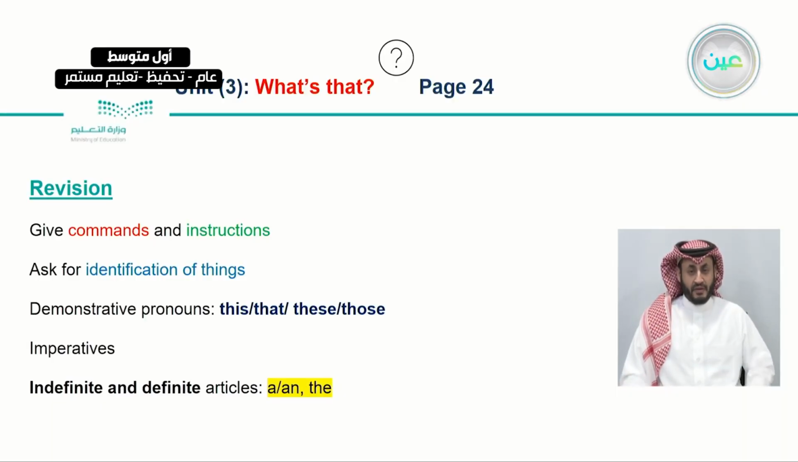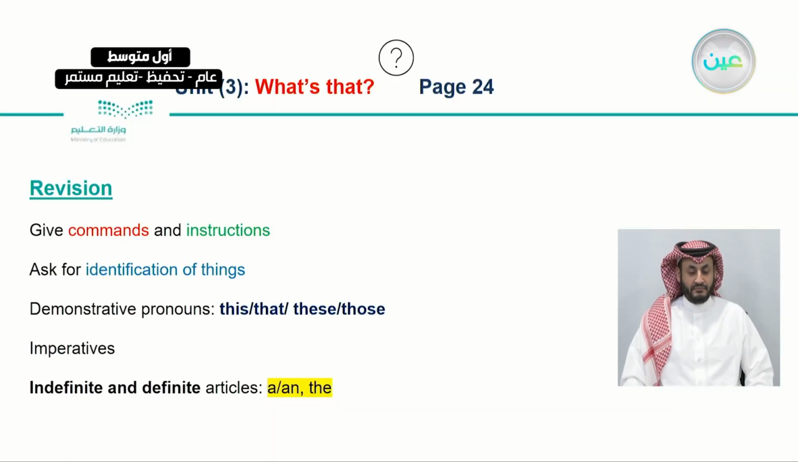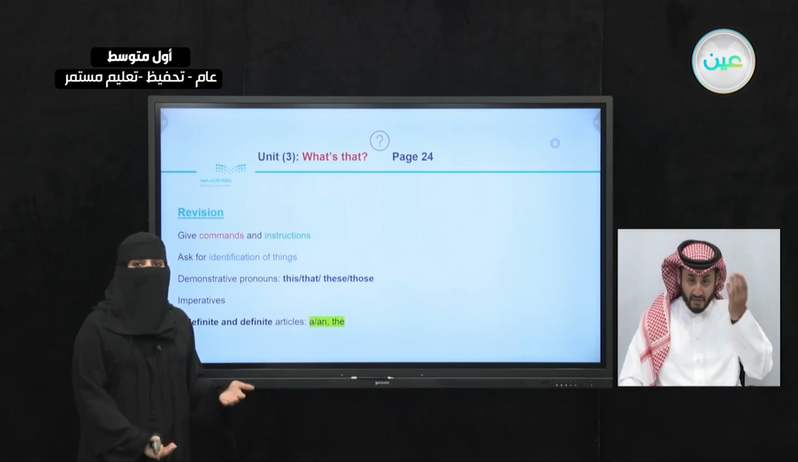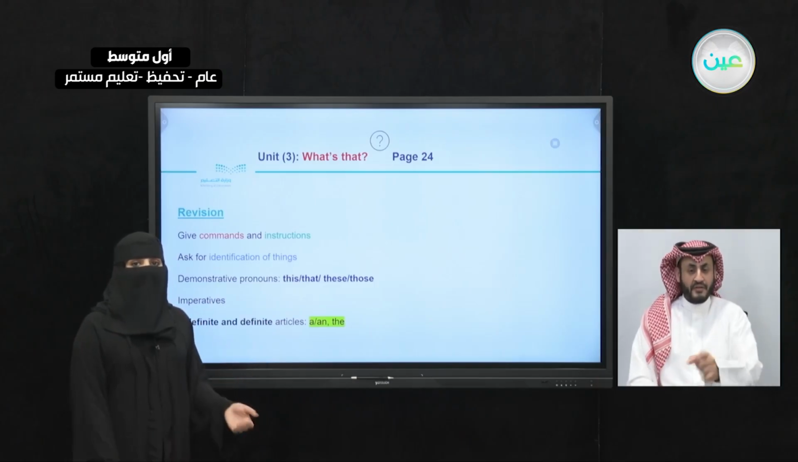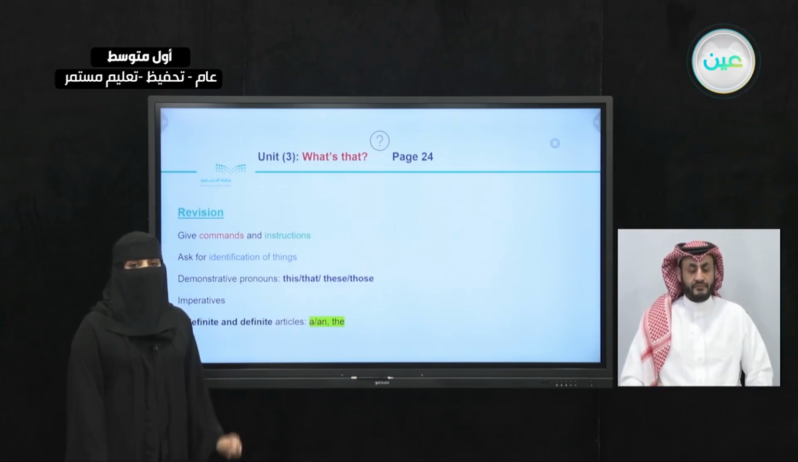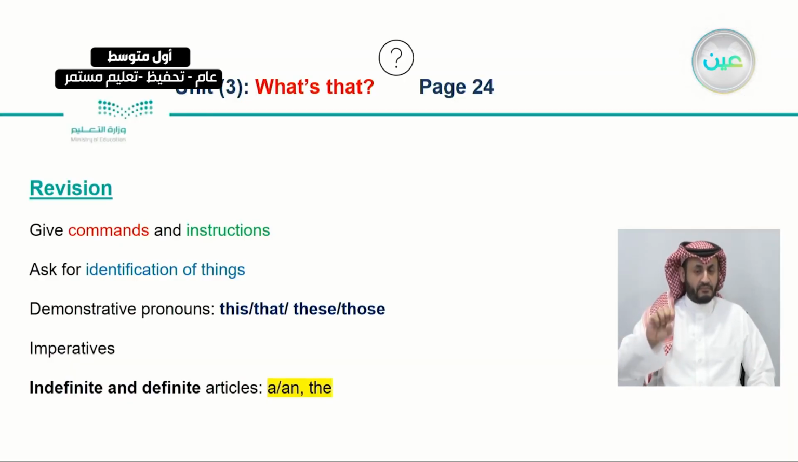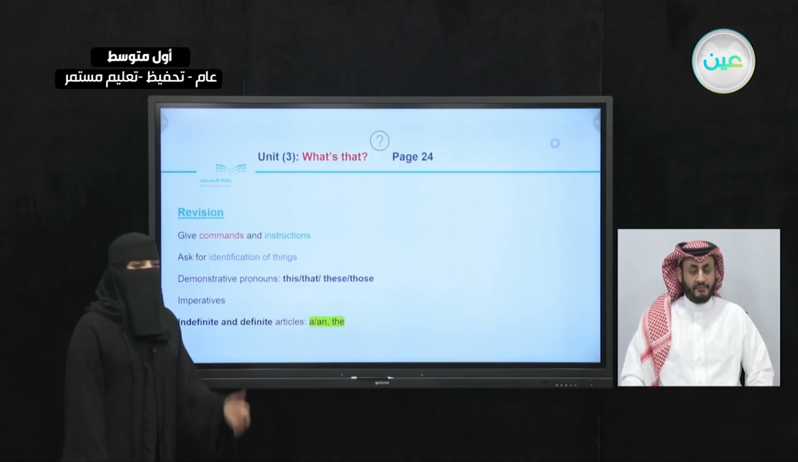Please open your book, Unit 3, page 24. We're going to have a revision for Unit 3. Remember, we covered many topics in Unit 3, such as giving commands and instructions. Remember, I always start my class with classroom rules. Please open your book. Please be quiet. Please avoid distractions. I just gave you commands and instructions, and we learned how to say that in polite words, saying please.